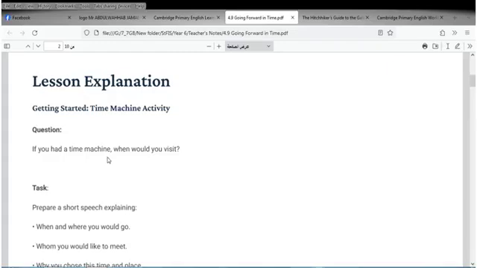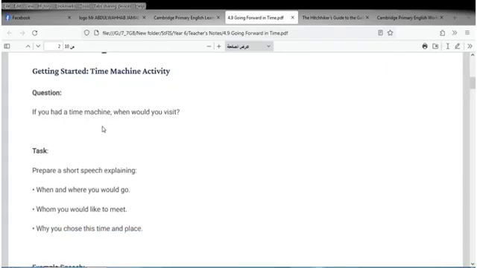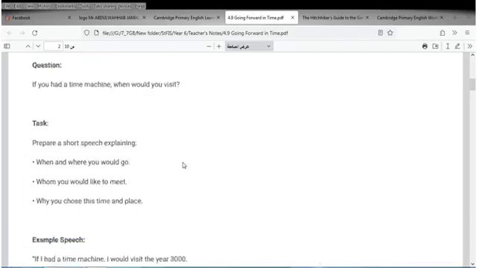Okay, so a question for attracting the reader or breaking the ice: if you had a time machine, when would you visit? Prepare a short speech explaining where and when you would go, whom you would like to meet, and why you chose this time and place. I don't think people will go to the past. I think people might go to the future in order to know what is going to happen, so they may know how to react and prepare themselves for the future.